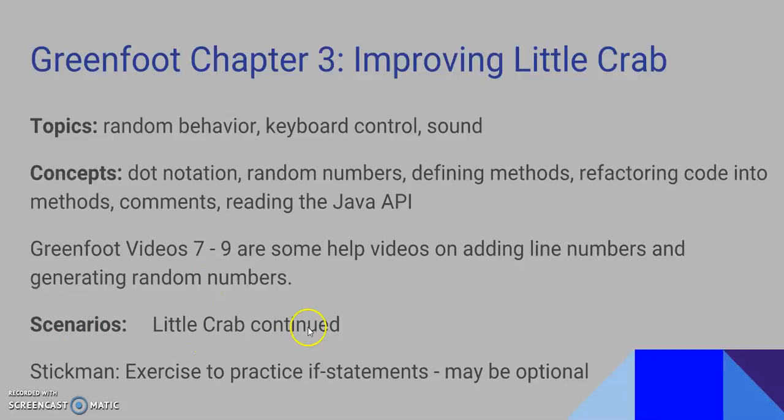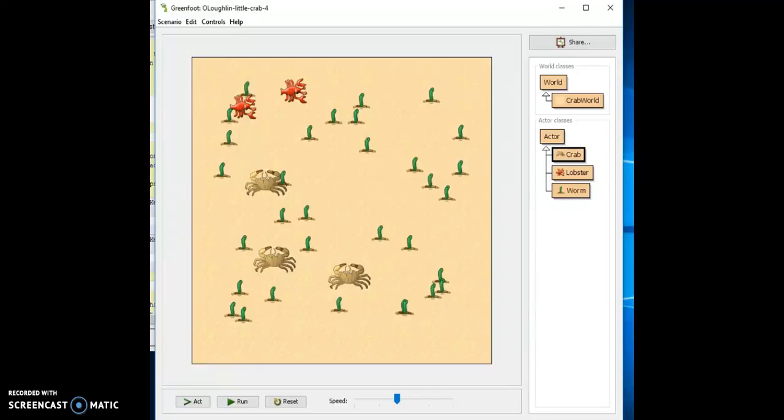Our scenario that we will continue with is the little crab, and an optional scenario, depending on your instructor, is the Stickman exercises. We are going to look at the little crab right now to see what our end result should look like at the end of this chapter. At the end of this chapter, you should have a world where you have crabs, lobsters, and worms.